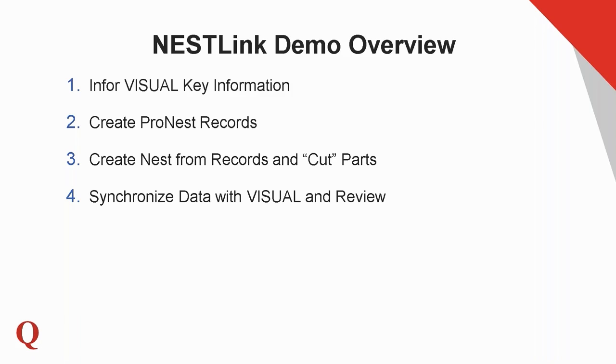So the first one is we'll take a look at what key information NestLink looks for inside of Visual. How does it know what work orders it needs to create inside of our nesting software, and what do those criteria look like? Then we'll jump into a video that will demonstrate how NestLink creates the records inside of the nesting software. In the case here, we're using ProNest as the nesting software.